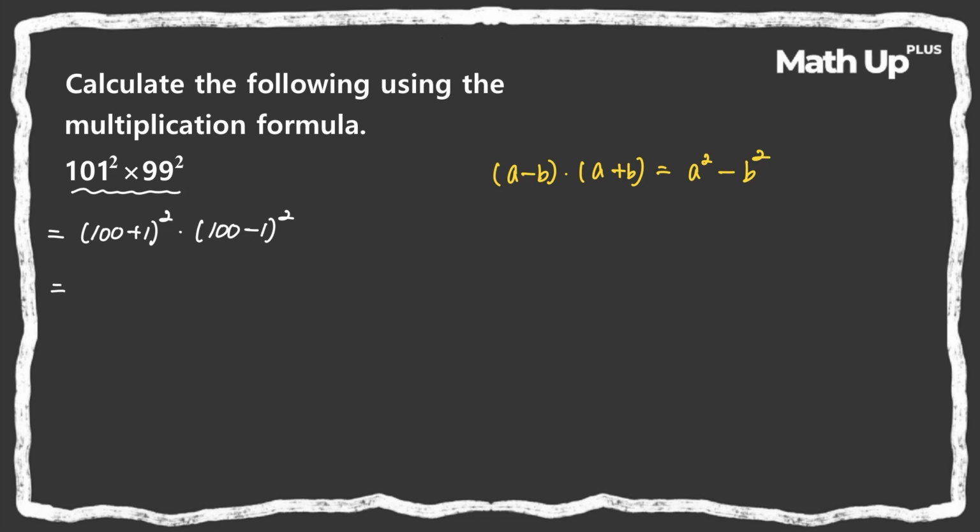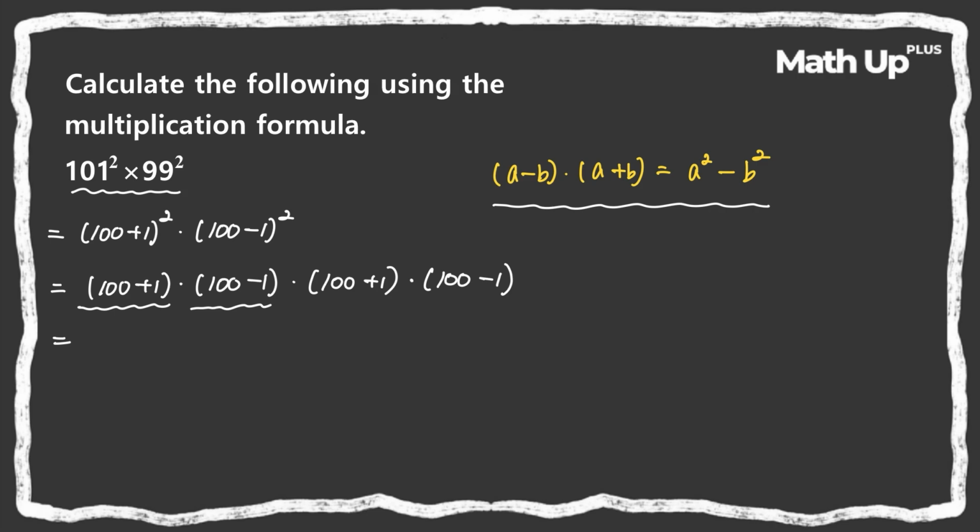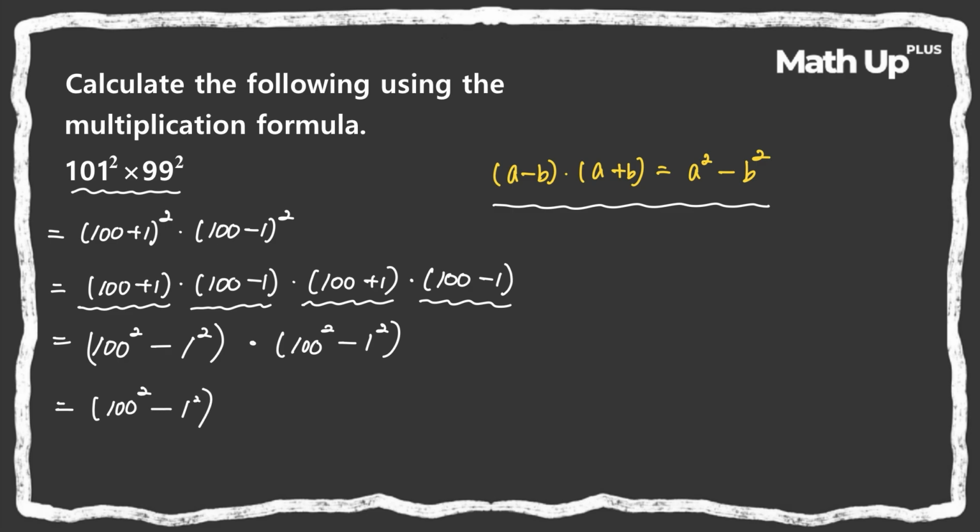This is equal to, we can write (100 + 1)(100 − 1) all squared. Using this formula right here, we can say that this is equal to (100² − 1²) squared, which is also 100² − 1², right? So this is equal to (100² − 1²)².